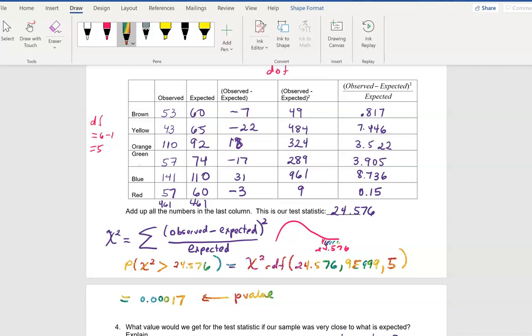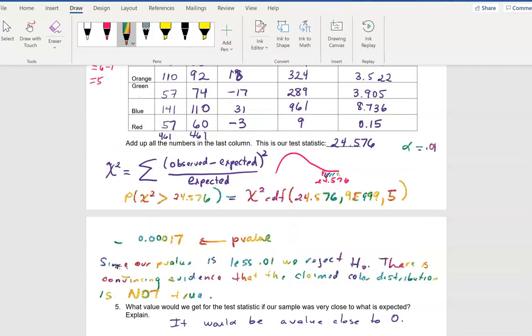And we didn't establish an alpha, but let's pretend we did in the beginning and said it's equal to 0.01. This p-value is certainly less than 0.01. So since our p-value is less than 0.01, we reject H0. There's convincing evidence that the claimed color distribution is not true. I'll be doing a second video on this lesson, so look out for it.